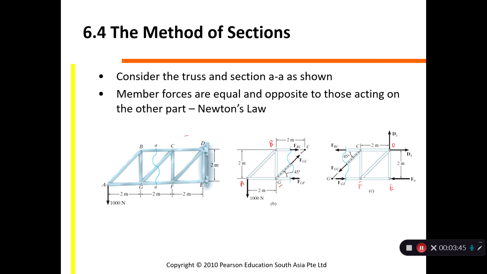If you join these two, you get the full truss. What it's saying here, that member forces are equal and opposite, means that if FBC is going from B to C, then FBC here will be going from C to B, because they have to be equal and opposite. They have to be in equilibrium. So from this diagram, as an example, we can solve because we are treating these forces as external forces.